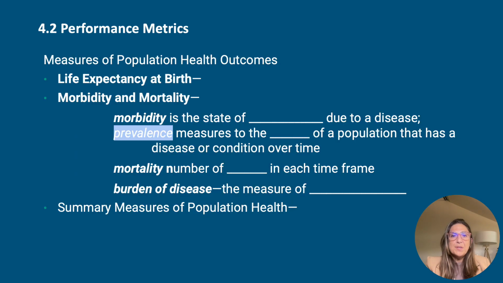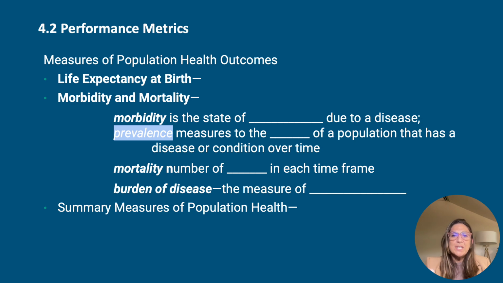So for the measurement of population health, life expectancy at birth is the overall mortality level or average age of death. Morbidity and mortality look at the progression and severity of a given health event. Specifically, morbidity is the state of being symptomatic due to a disease. The prevalence measures the proportion of a population that has a disease or condition over time. So how many people have this disease or condition over time? That's different than incidence, which is looking specifically at the new onset of disease. And then mortality is the number of deaths in each time frame.